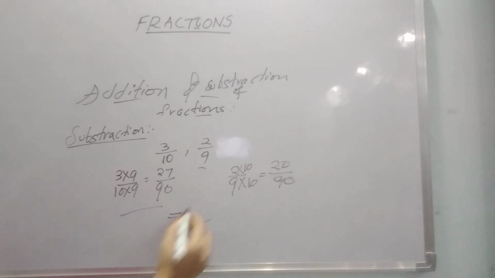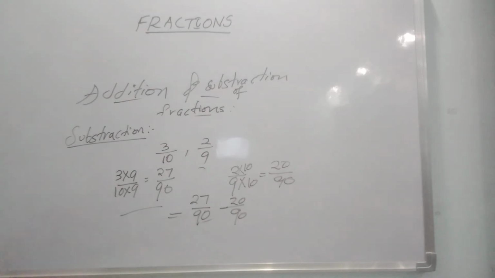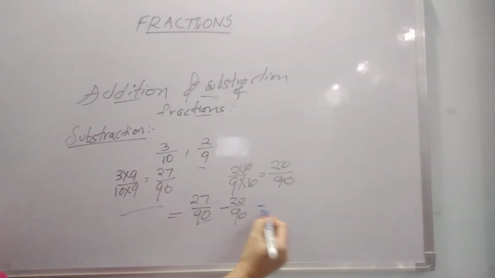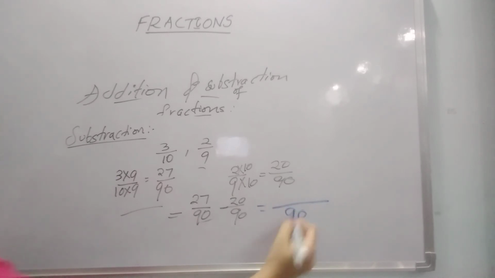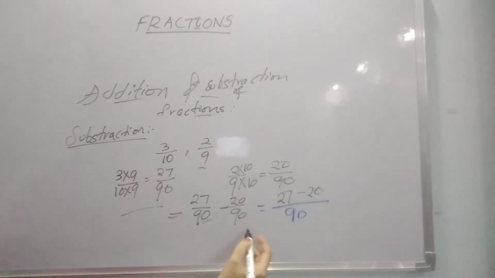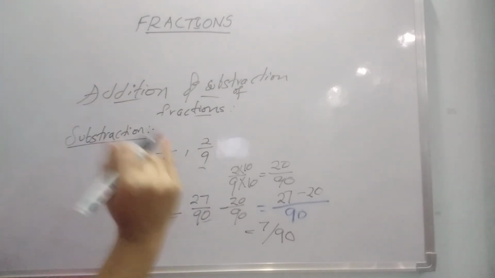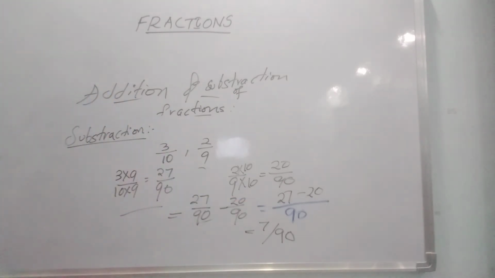Okay, now we can subtract 27 by 90 minus 20 by 90. The denominator is 90. After that, 27 minus 20 is 7, so 7 by 90. Our answer is 7 by 90. We can subtract unlike fractions like that. First we have to convert unlike fractions into like fractions. Then we can easily do addition or subtraction, anything.